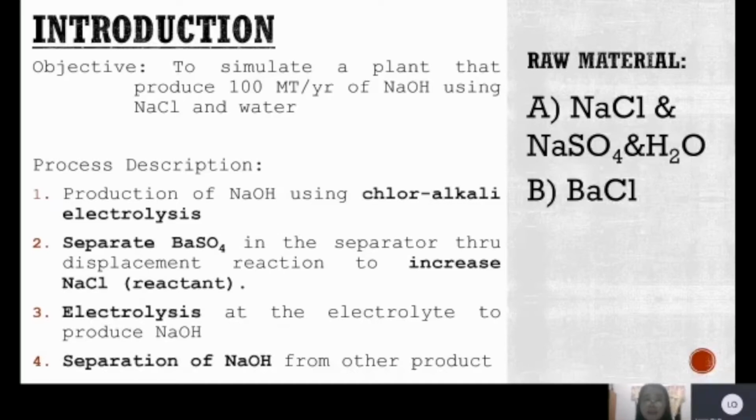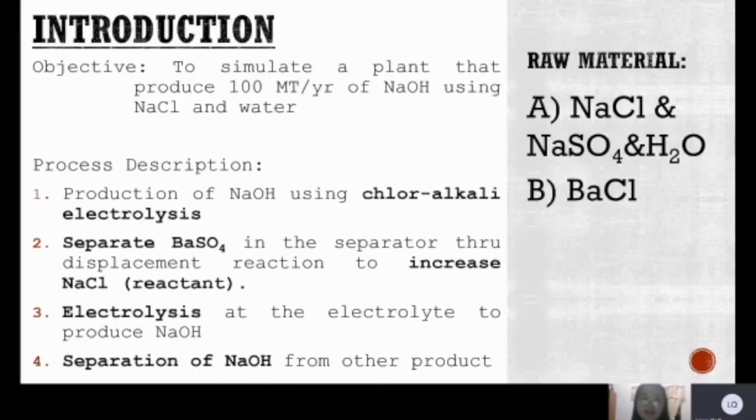The raw materials that we choose are sodium chloride, sodium sulfate, which is the impurity in sodium chloride, and water. The other raw material is barium chloride, which is used to remove the sodium sulfate in sodium chloride.